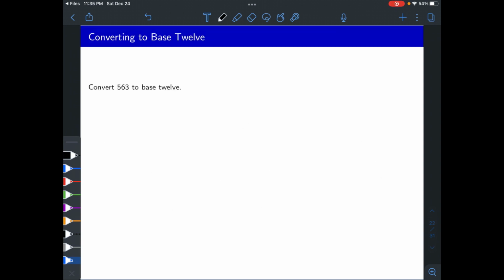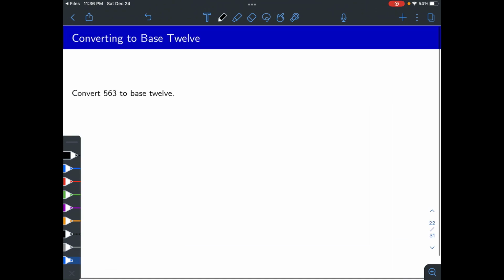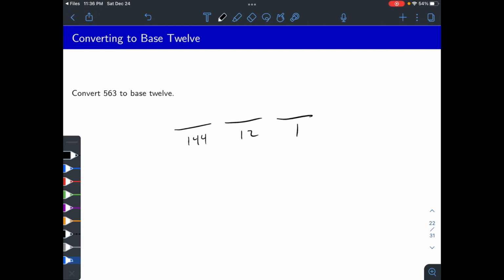All right, let's convert to base 12. So base 12, it's going to be the same ideas. We just have to keep in mind what's going on with the digits a little bit more. All right, so what are our place values for base 12? So 1, 12, 144, and then something that's going to be too big.